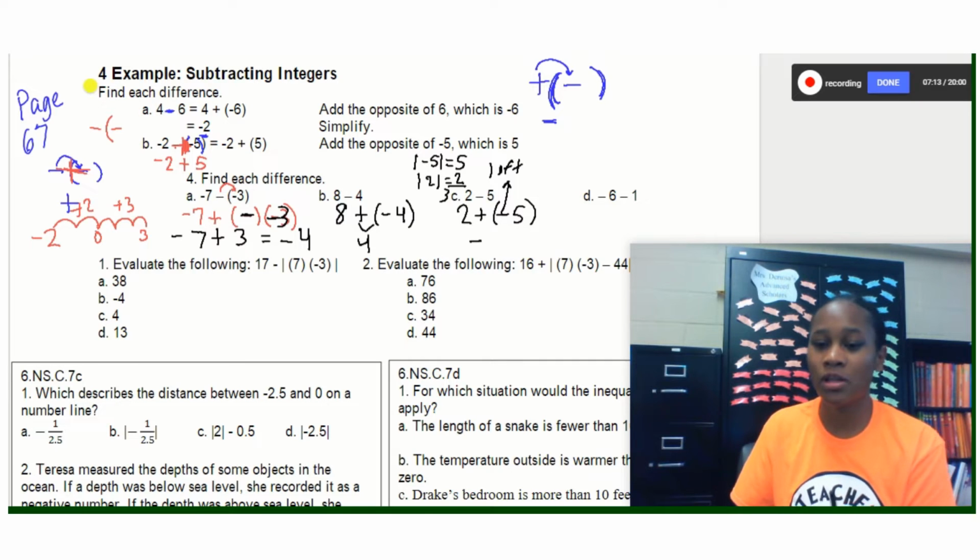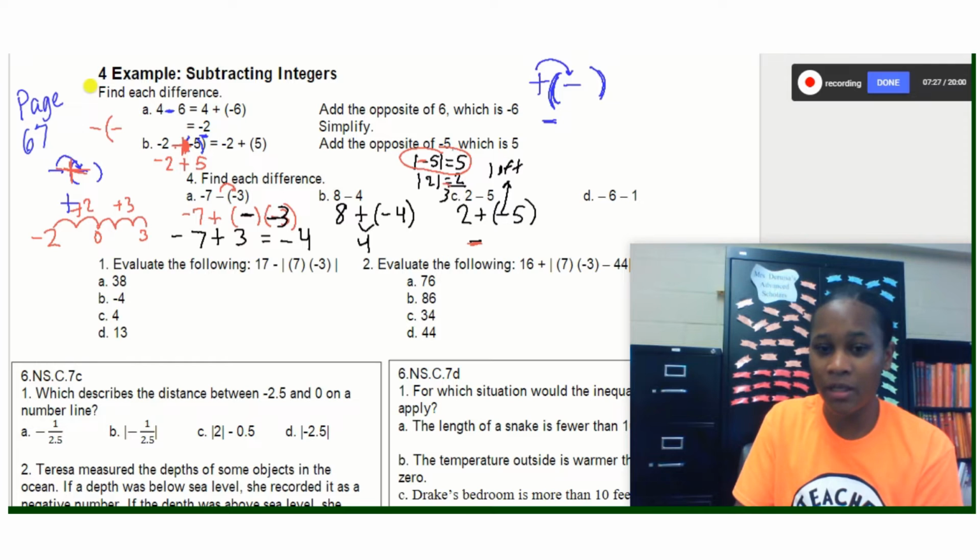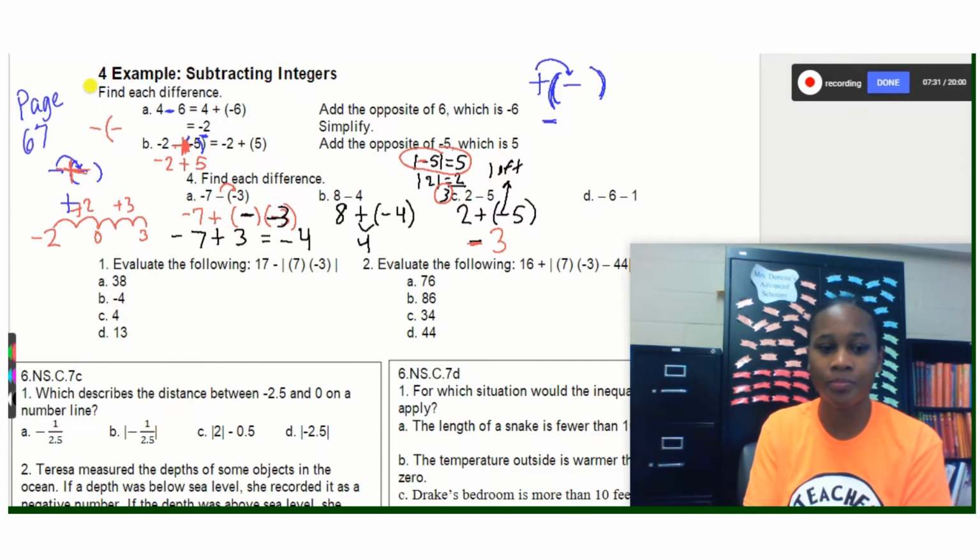So we know our answer is either going to be +3 or -3. And you get the sign from the one that's greater in absolute value. So since -5 is greater in absolute value, I'm going to keep the negative sign for my final answer. So it's going to be -3. And that's the answer for that one.